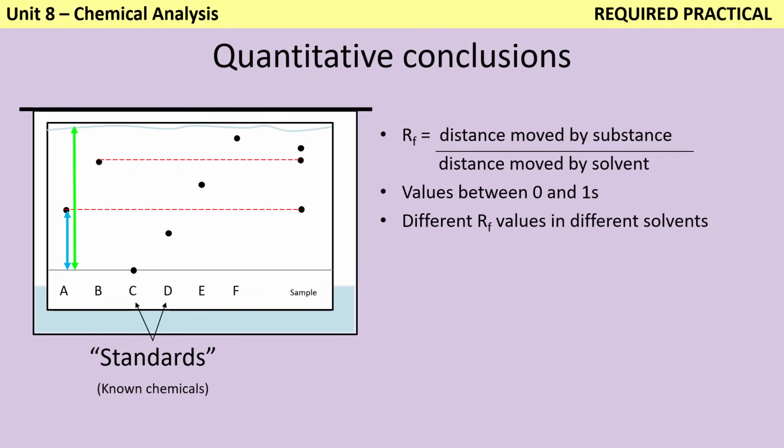If the value was 0, that would tell you that that substance was completely insoluble and it would stay on the start line just like standard C is in this diagram. And if the value was 1, that would tell you that that substance was extremely soluble and it had travelled the exact same distance that the solvent had.